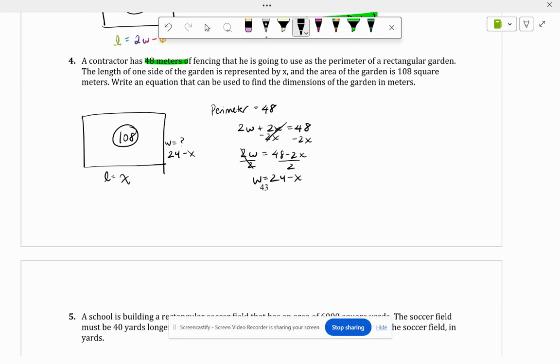Okay, so I need to find the dimensions of the garden. So I have the area is equal to length times width. The area is 108. The length is x, and the width is 24 minus x. So I'm going to go ahead and distribute there, and I'm going to get 108 equals 24x minus x squared. The end.